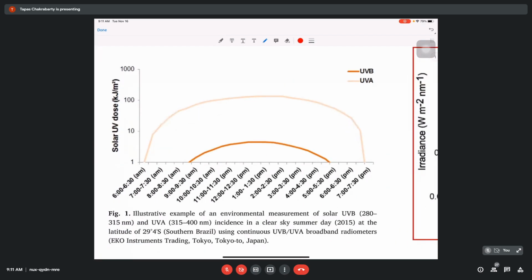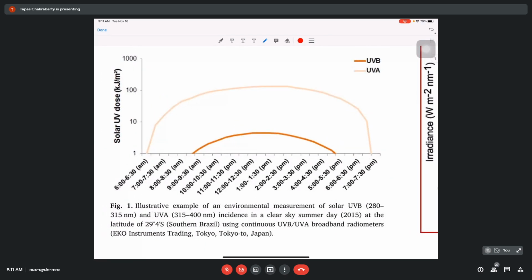So this is the data that I am showing you again. A different unit has been used, solar UV dose, that is kilojoule per meter square, for this UVB and this UVA region. You see how it depends on the time of the day. If it is early in the morning, naturally the intensity of the light is small. That is shown here, the energy in kilojoule per meter square. So the intensity of the light is small.